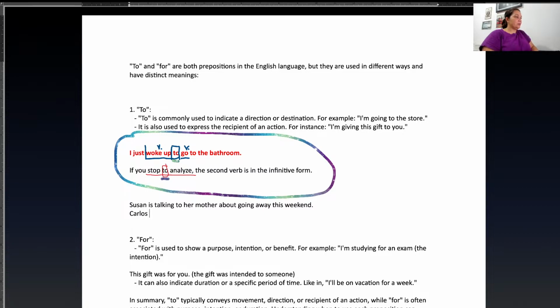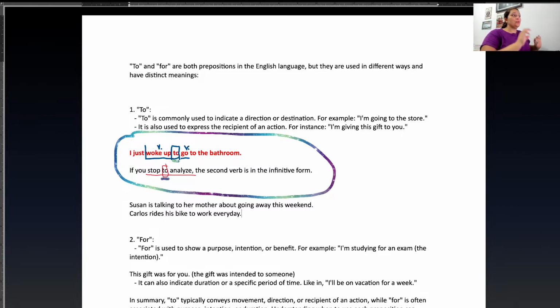Carlos rides his bike to work every day. Okay, so Carlos is a very conscientious person. He doesn't want to pollute the environment, so he rides his bike to work every day. Okay, so point A to point B.